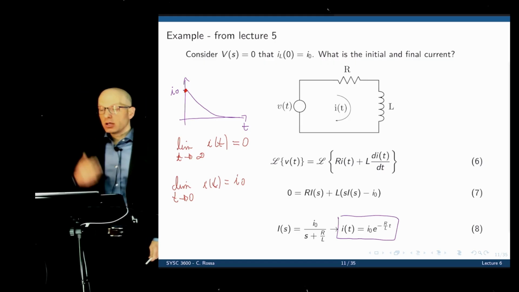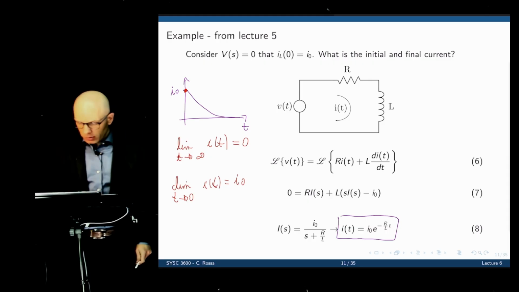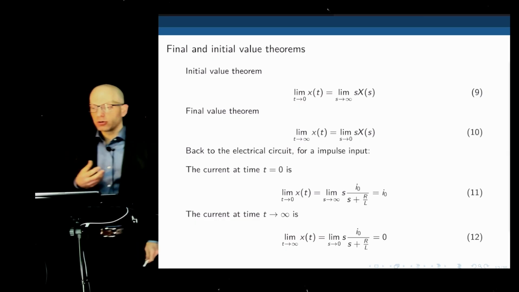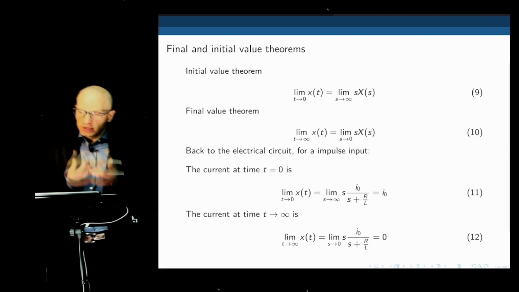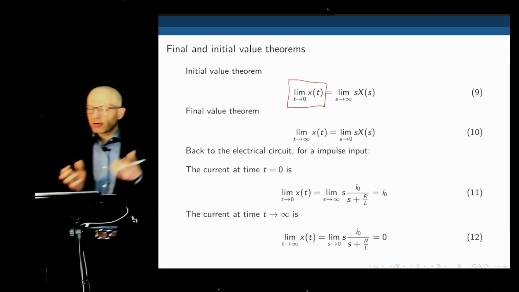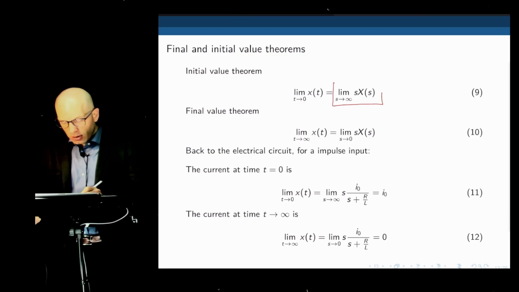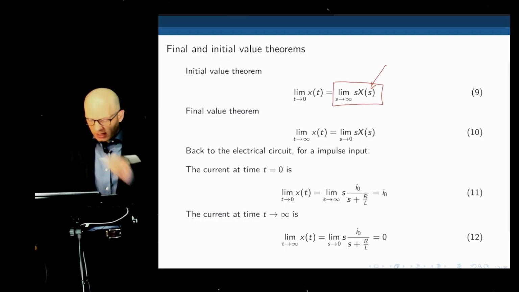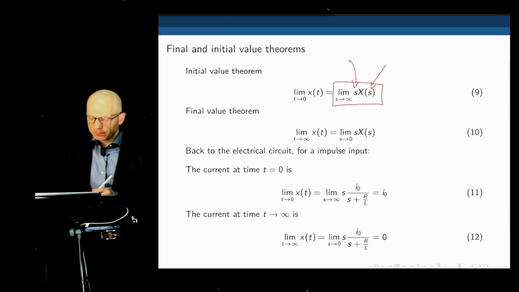This requires the temporal signal I of t. This requires the inverse Laplace transform. Luckily, we don't need it because there are two theorems in the Laplace transform that will help us solve these problems a lot faster. The first one is the initial value theorem, which says that at the initial point, when time is 0, which is what we just did there, the limit of the signal when time tends to 0 is the same as the limit of the function in the Laplace domain, which would be I of s in the previous example, times s, when s tends to infinity.